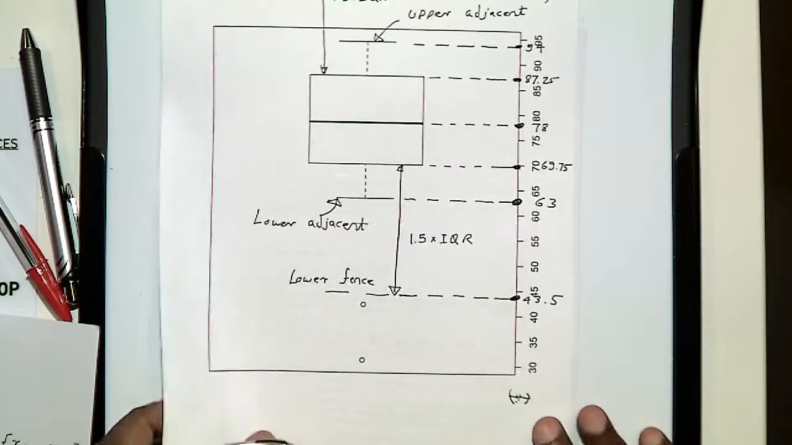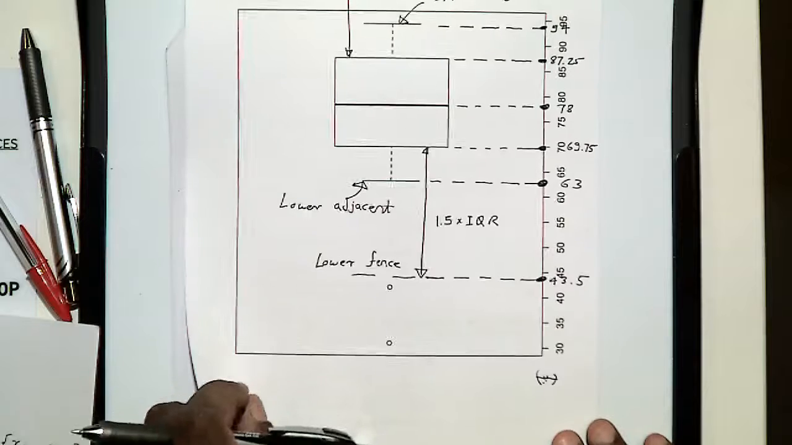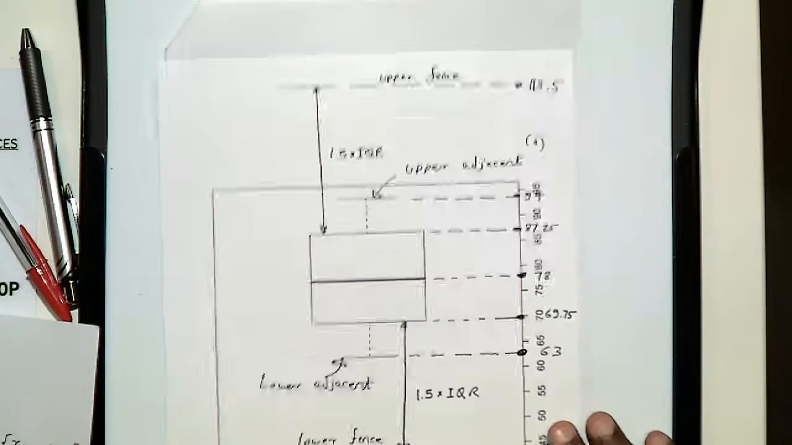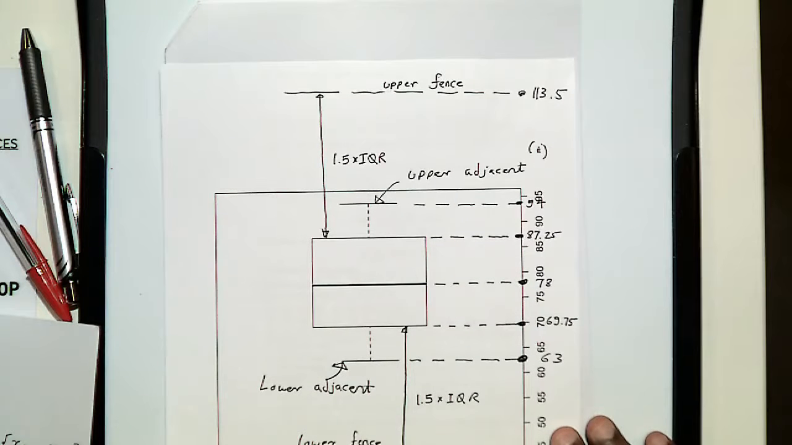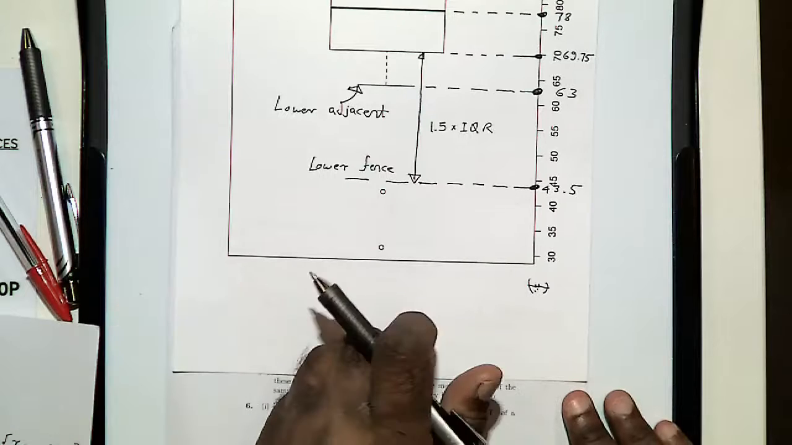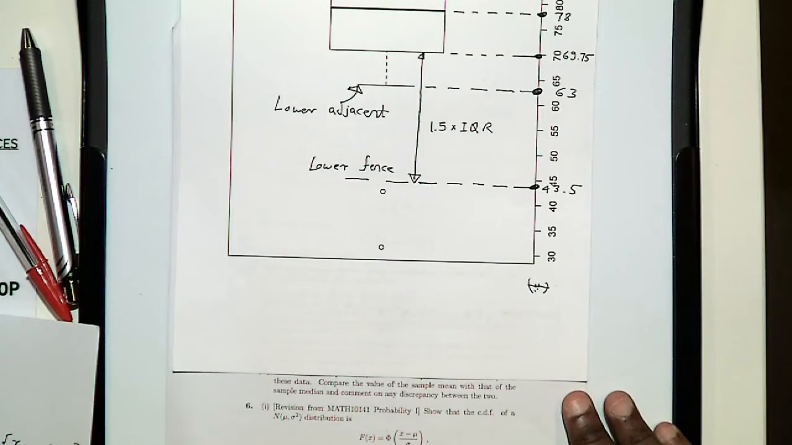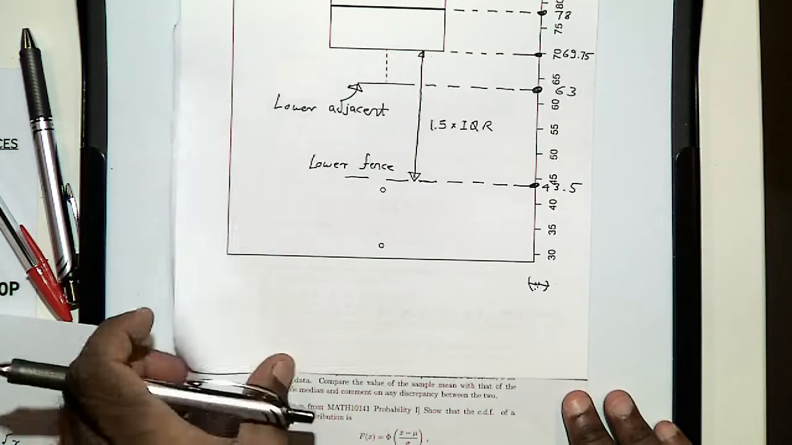And similarly, if you have any data points that are above the upper fence, then they are also outliers. In this case, we don't have any data points above the upper fence, so we don't have any outliers there. But we have 2 data points that are below the lower fence, these 2, and they are outliers. Is that clear, guys, or not?